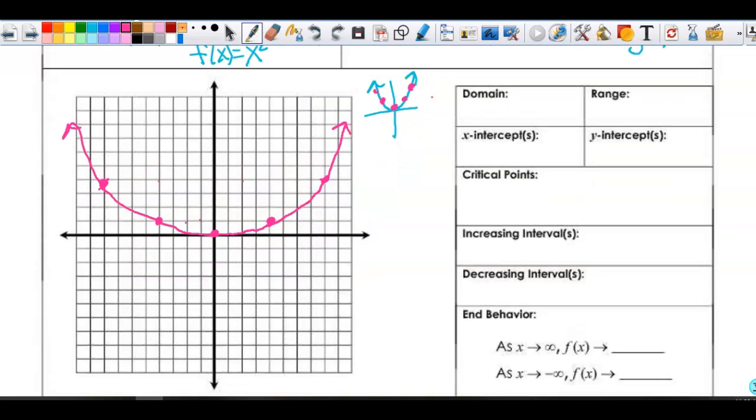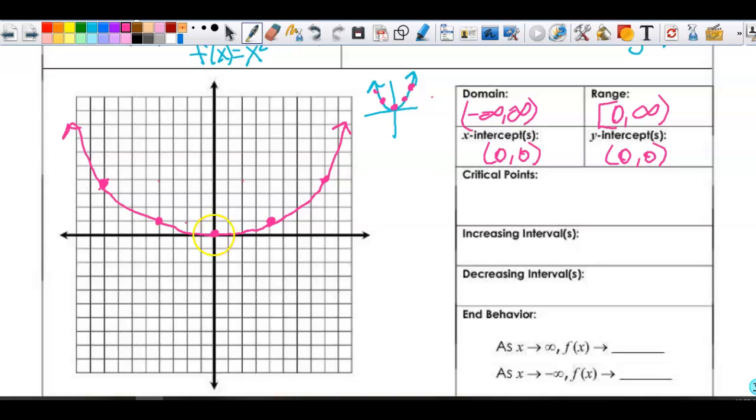So then our domain, it's all real numbers, that is negative infinity to infinity. Our range goes from 0 to infinity, and 0 is included. X-intercepts, I only cross the x-axis once at (0, 0). There's no need to actually do any work for that if it's one of your anchor points that you actually ended up with. And then my y-intercept is also (0, 0).